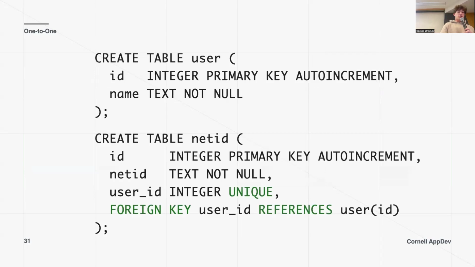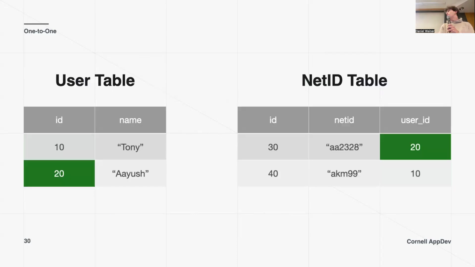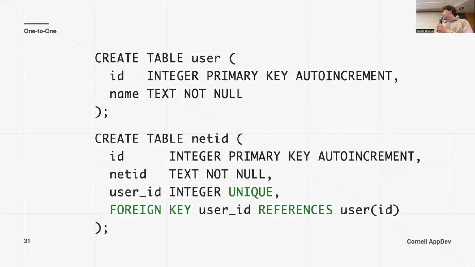So here is the actual syntax for SQL. We see in this example, we have CREATE TABLE user, ID, and again, we use INTEGER PRIMARY KEY AUTOINCREMENT. Then we have name TEXT NOT NULL, basically meaning that you have to input something and it's of type text. So as you can see, we have it right there, ID and name. And then we also create table net ID, and that has ID, net ID, and user ID.